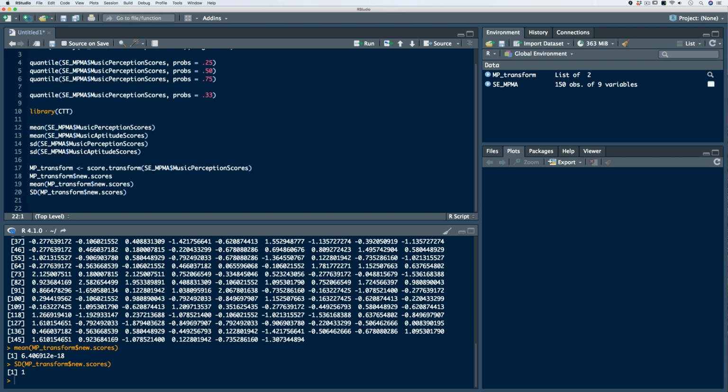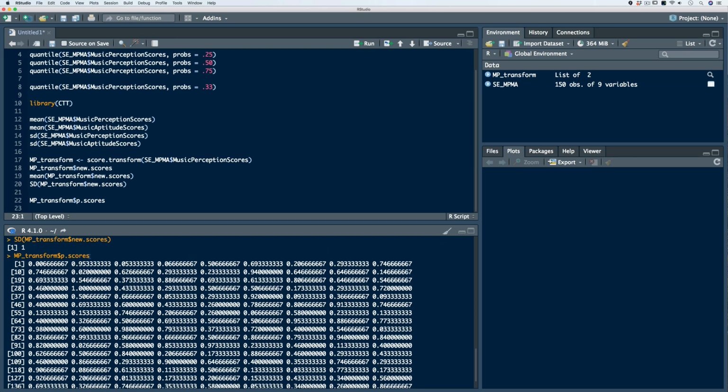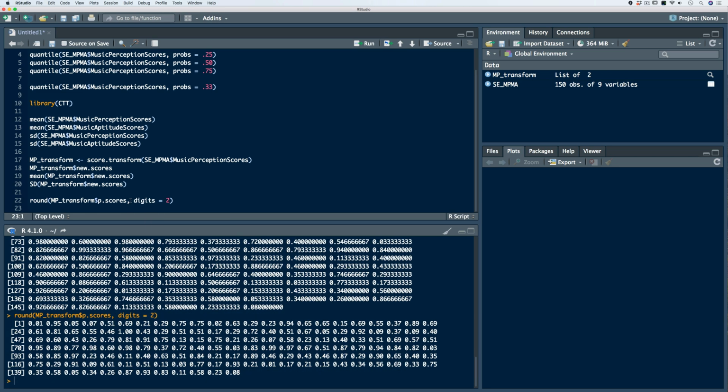Now, if we want to take a look at the percentiles, we're going to use the p.scores attribute. So again, let's take a look at the object, MP transform, and then we'll take a look at the p.scores attribute. Now let's round this to make it look a little bit cleaner. So these are our percentile ranks for each of the scores within our distribution.